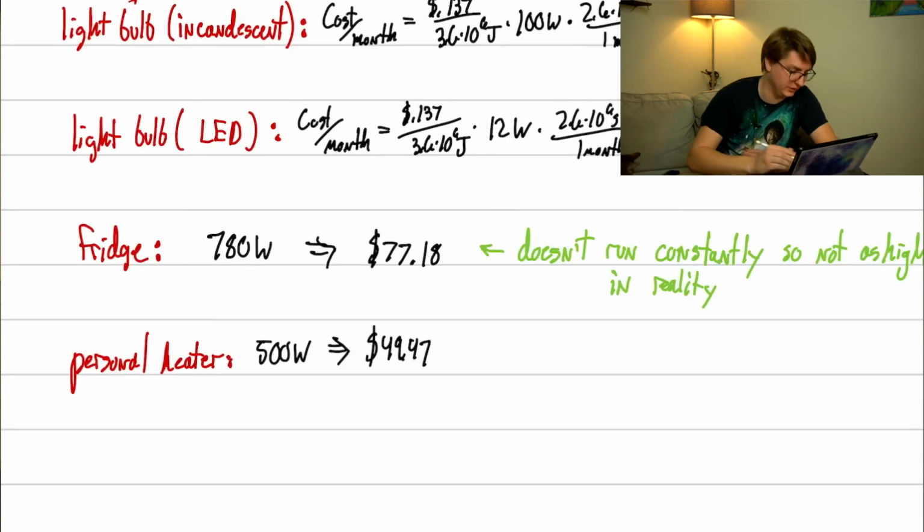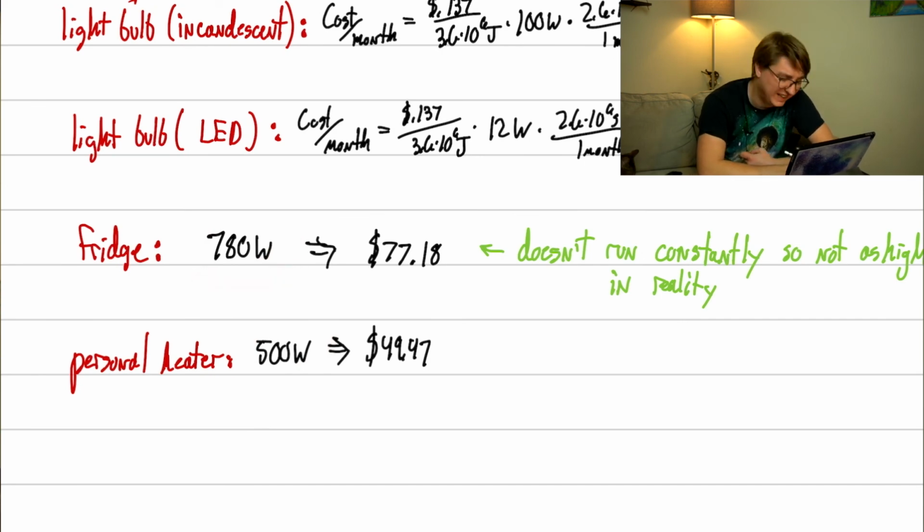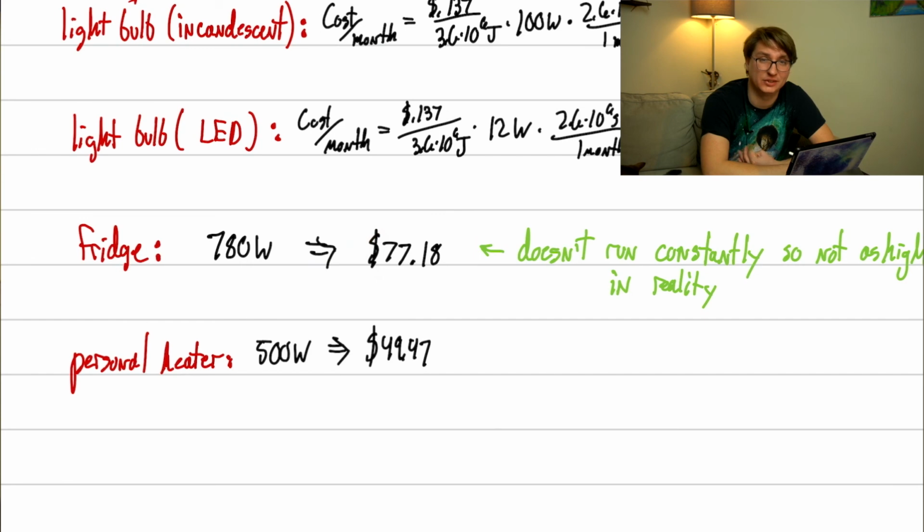So another thing we could do is compare something like a fridge or a personal heater. A fridge actually uses a lot of power, 780 watts. So if this ran continuously all the time, it would cost an eye-watering $77 a month. Thankfully, fridges don't actually run all the time. The point is that they're very efficient and that they don't let in heat.